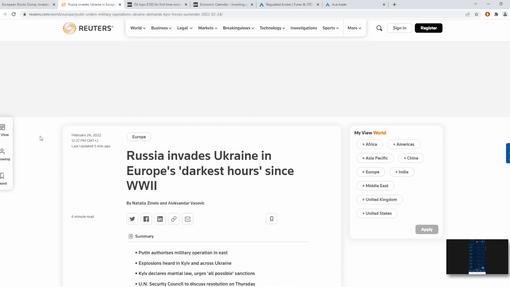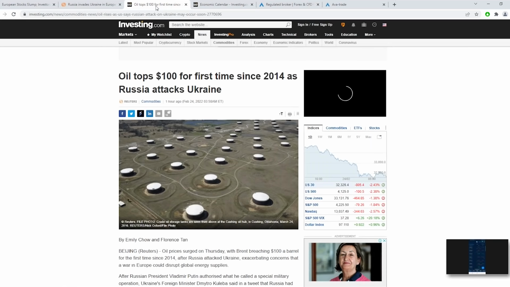Another headline out of Reuters: Russia invades Ukraine in Europe's darkest hour since World War II. You can see the significance of what the world is viewing this as. Not a minor incursion, not just trying to take some small region. The headlines suggest, and the world's fears suggest, that whether it ends up coming to fruition or not, this is an all-out war that could go on beyond just some minor event. And so we see that in the headlines talking about darkest hours since World War II. Okay, and the markets are reacting.